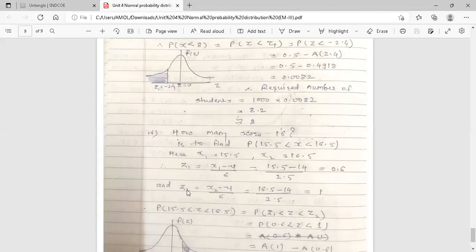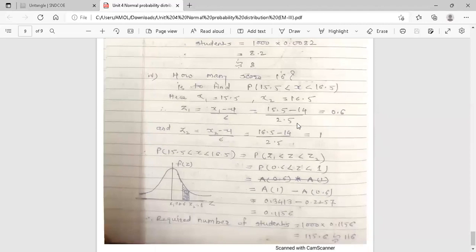Then to calculate Z2, the formula is x2 minus mu upon sigma. X2 is 16.5, minus mu which is 14, upon sigma 2.5. If we simplify it, it is equal to 1. Z2 is 1. Now Z1 is 0.6 and Z2 is 1. Both are positive. So if we draw the diagram, Z1 and Z2 both lie on the same side of the normal distribution curve. Z1 equal to 0.6 is here, and Z2 equal to 1 is this line. We want the area between these two. The area of Z2 is bigger than Z1, so area of Z2 minus area of Z1 is the area of the shaded portion.